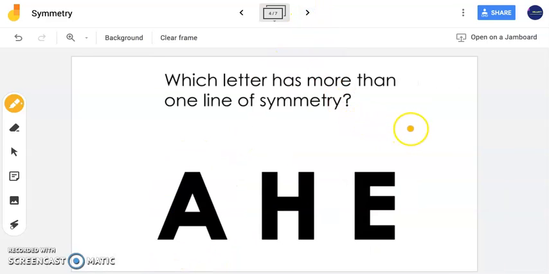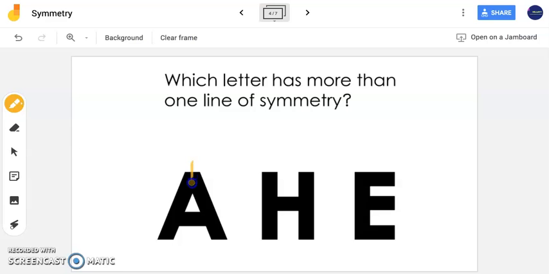Now this one says, which letter has more than one line of symmetry? In fact, there is a letter here where there are a few different ways I can draw my line of symmetry. And you're going to find that in many figures there are many lines of symmetry, and that's okay.